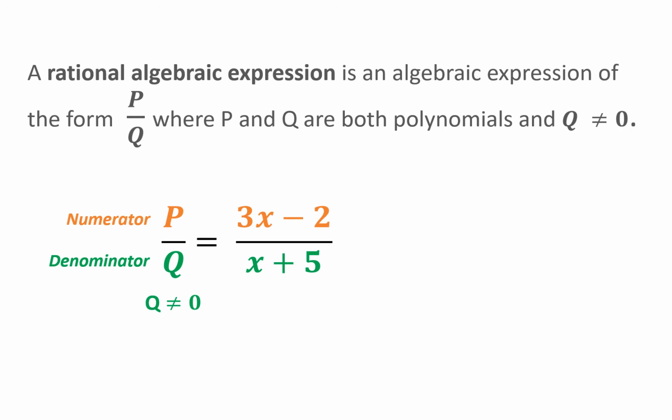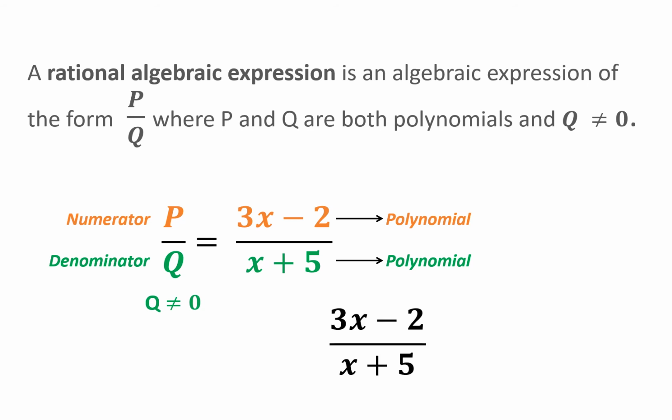Ang numerator ba na 3x minus 2 ay polynomial? Yes, it is because wala naman tayong negative exponent at wala rin tayong radical sign. And how about the denominator, x plus 5? It is also a polynomial. So as you can see, numerator and denominators are polynomial. So therefore, the given expression 3x minus 2 over x plus 5 is a rational algebraic expression.